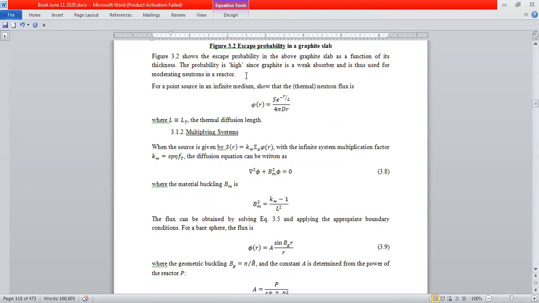Now, the world's first nuclear reactor, again, led by Enrico Fermi at the University of Chicago, used graphite. And it was the first critical reactor in the world. So it used graphite because lots and lots of graphite was available. Now let's say that if we were doing this for a point source in an infinite medium, then this would be the thermal neutron flux, and you could repeat the same calculation.